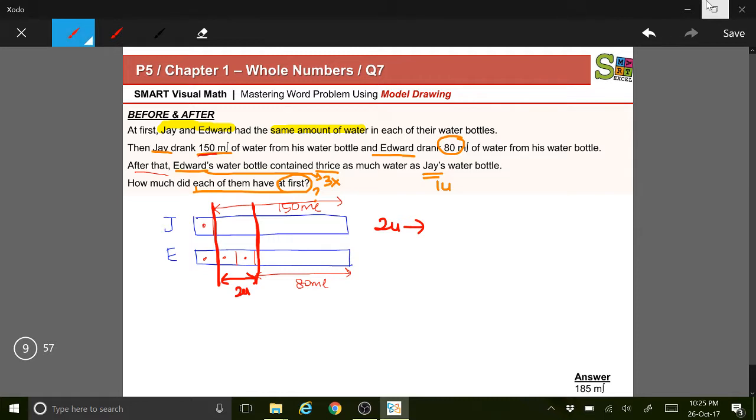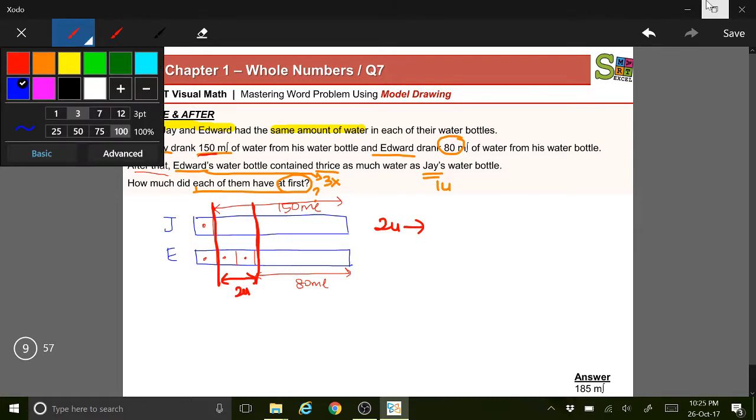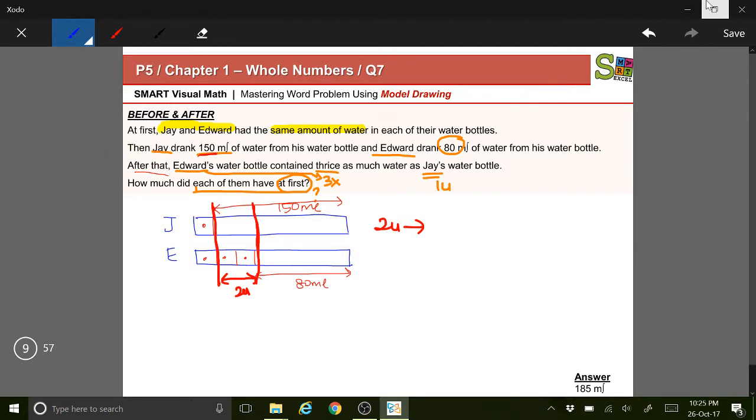It's equivalent to 150 from here to here, this whole thing minus this thing. You see, you will get the 2 units here. So 2 units here is equivalent to 150 minus 80, which will give you 70.